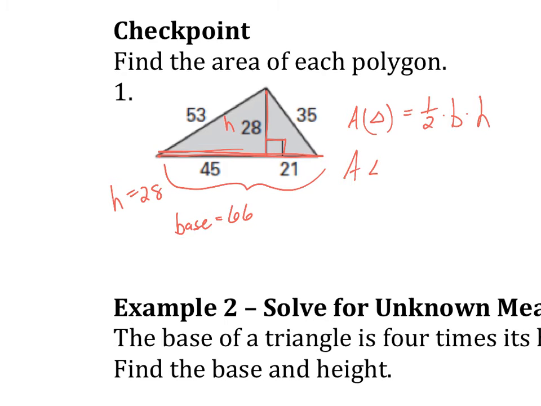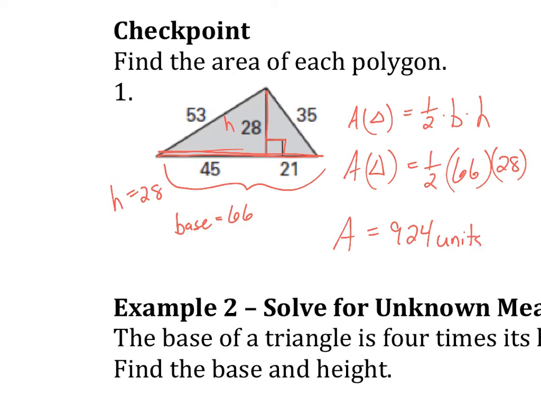So to find the area of our triangle, we're going to take 1/2 times 66 times 28. And 1/2 times 66 times 28 is 924. And again, we don't know, is this feet, is it inches? We're not sure. So we're going to say units squared. Area is always squared.